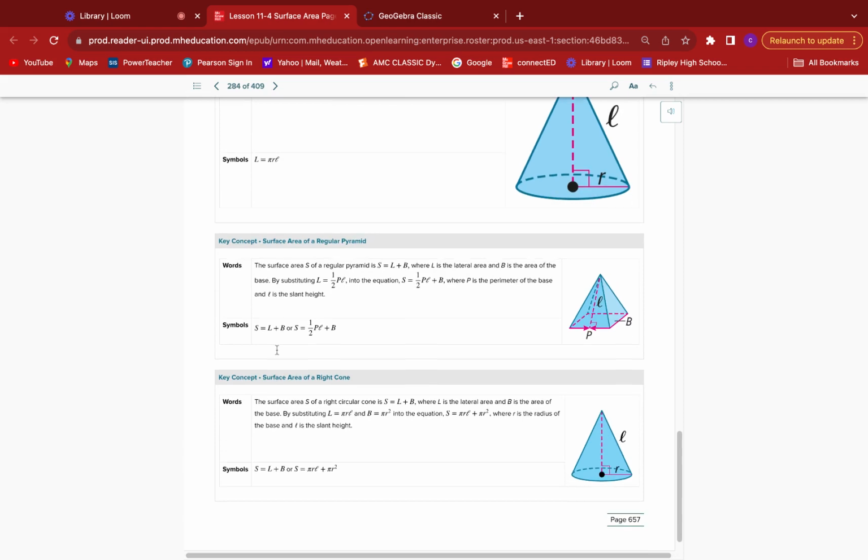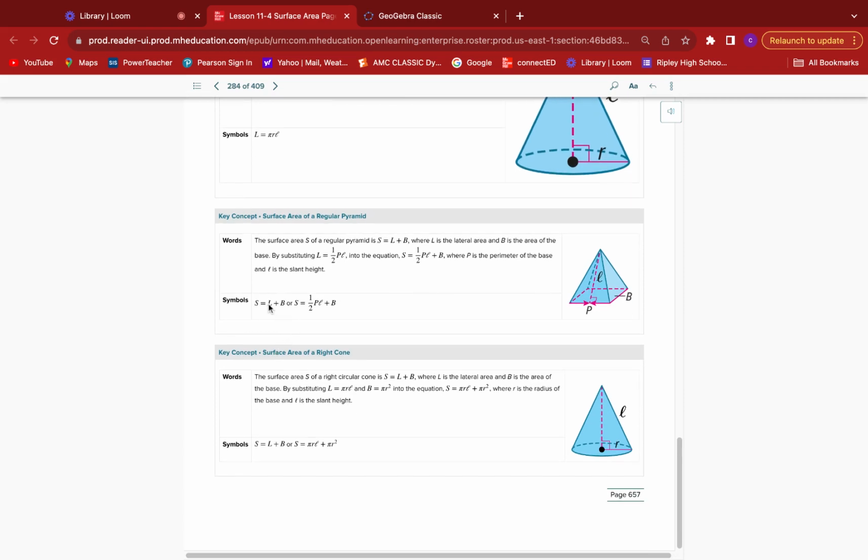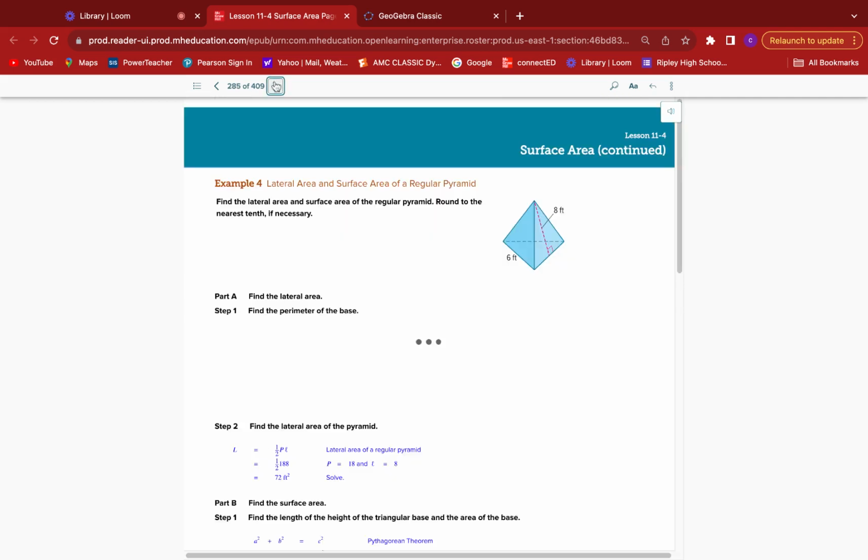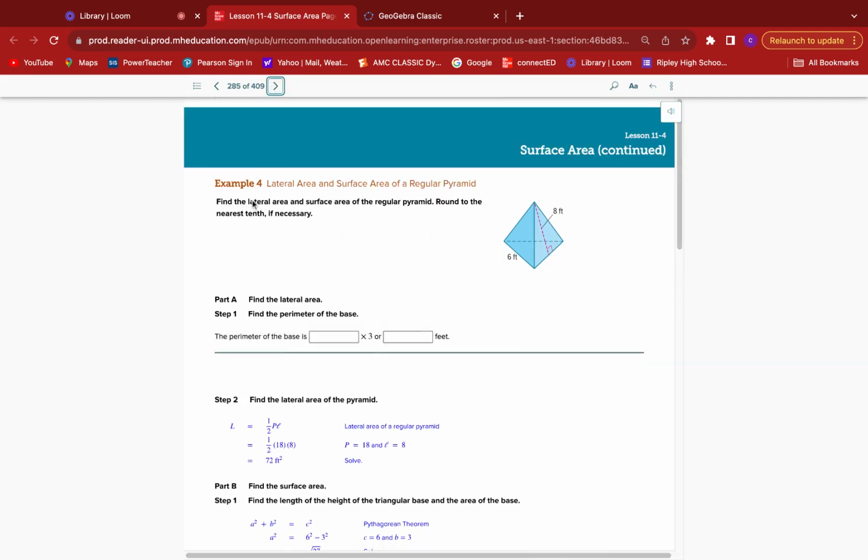All right, surface area. So you take your lateral and you add the area of the base, and because there's only one B. Same thing for the cone. There's only one base, one circle. That's why there's only one B. So only one pi r squared. All right. So it looks like we've gone through all the formulas on page 657 of your consumable workbook. I'm going to go to the next page for example number 4.